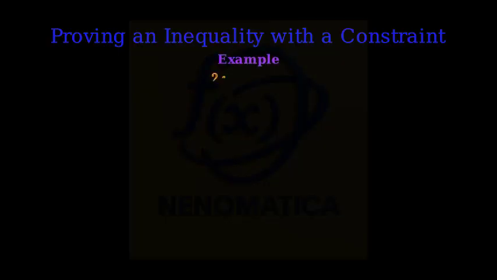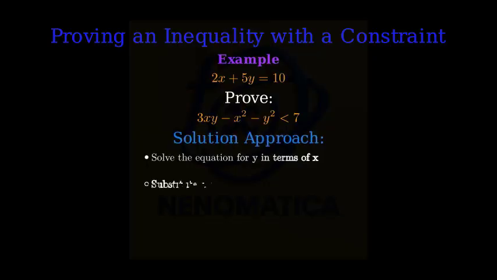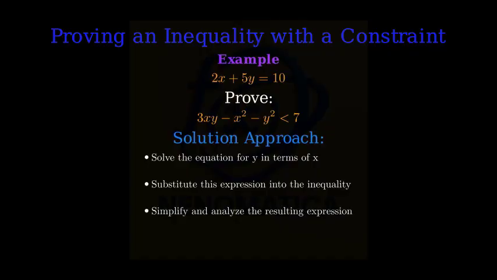We have the equation 2x plus 5y equals 10. And we need to prove that 3xy minus x squared minus y squared is less than 7. Let's solve this step by step following a substitution approach. We'll solve the first equation for y in terms of x, and then substitute this expression into the inequality.